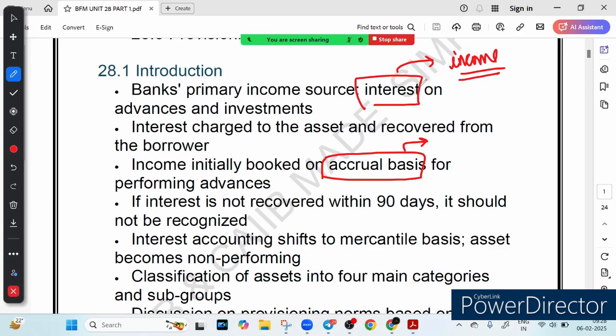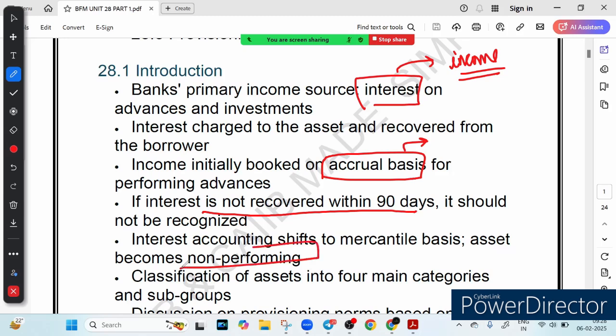Now what if the borrower stops paying? Here is where it gets tricky. If the borrower does not pay the interest for 90 days, that is, if the interest is not recovered within 90 days, the bank can't keep pretending that it's income anymore. It's like if your friend promised to return your money but keeps delaying. At some point you realize that this is not guaranteed money anymore, right? So when this happens, the loan turns into NPA.